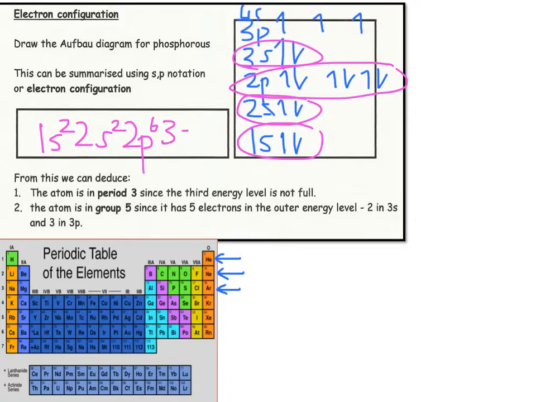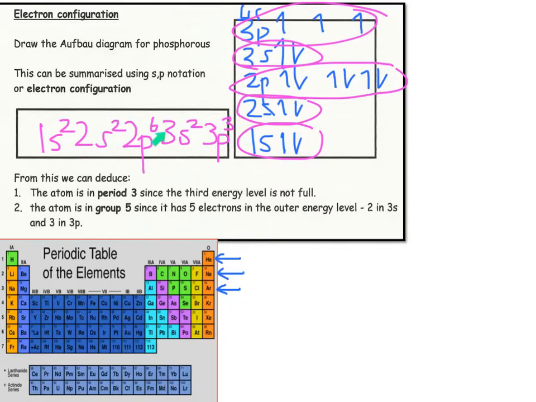3s, I have 2. Notice I'm using superscripts. 3p, I have got 3. So that is what is called an electron configuration for a phosphorus atom. So if we were to just get given this electron configuration here, what can we see?